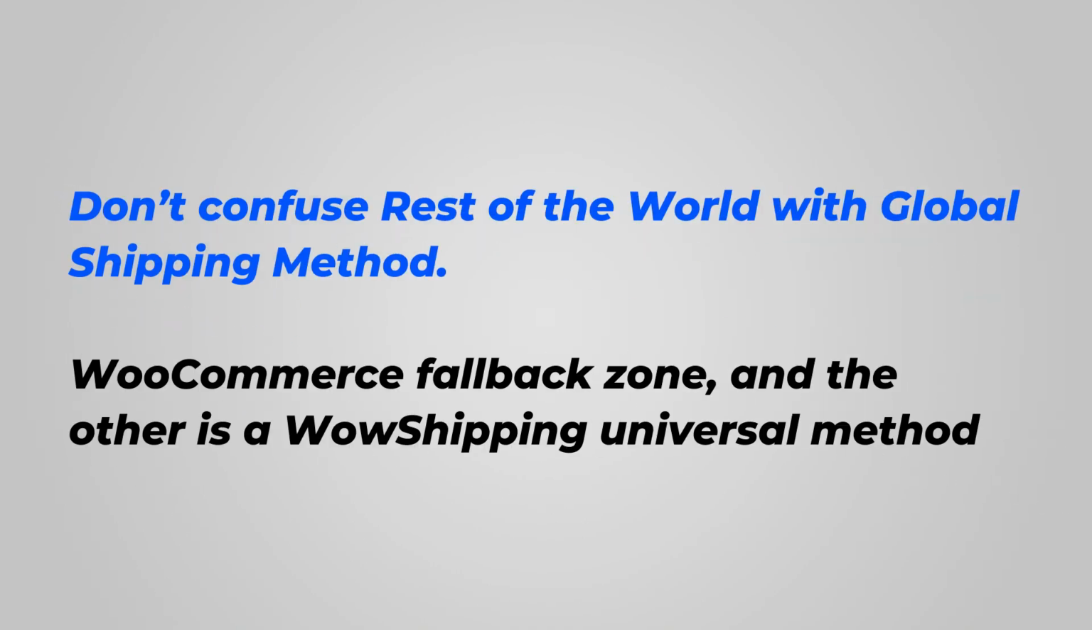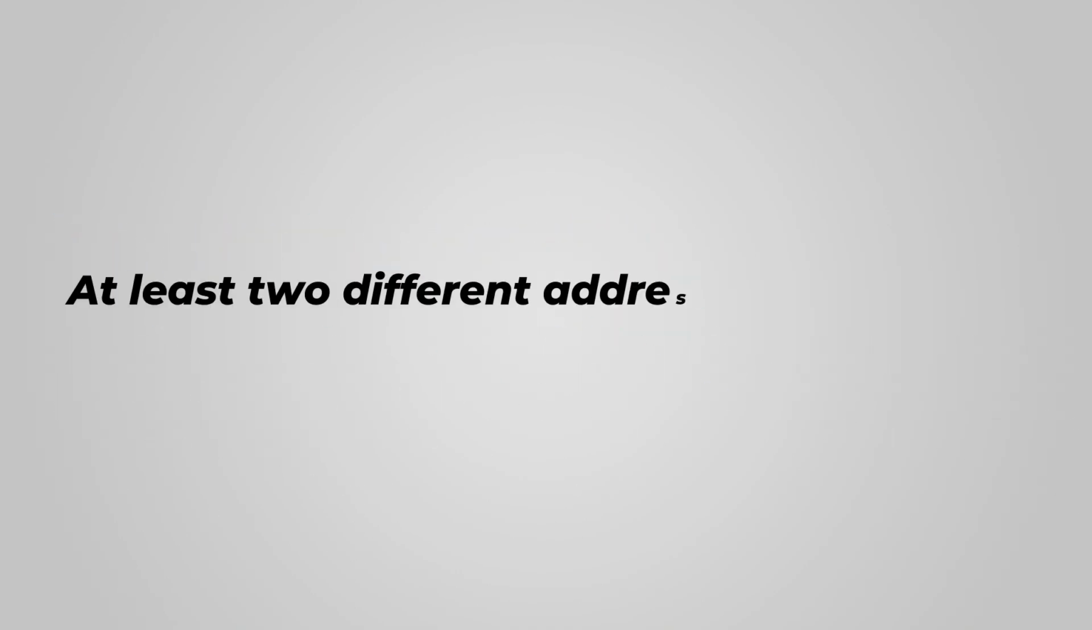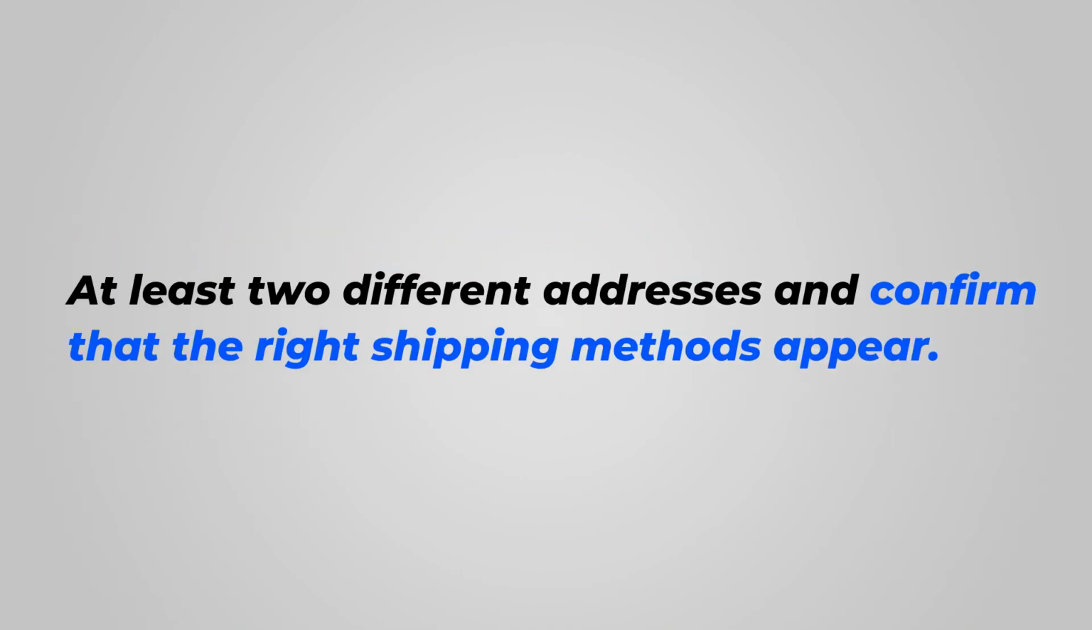Third, don't confuse rest of the world with global shipping method. One is a WooCommerce fallback zone, and the other is a WowShipping universal method option. Fourth, use postcode rules carefully. Add one postcode per line and use wildcards when needed. Finally, test at least 2 different addresses and confirm that the right shipping methods appear.